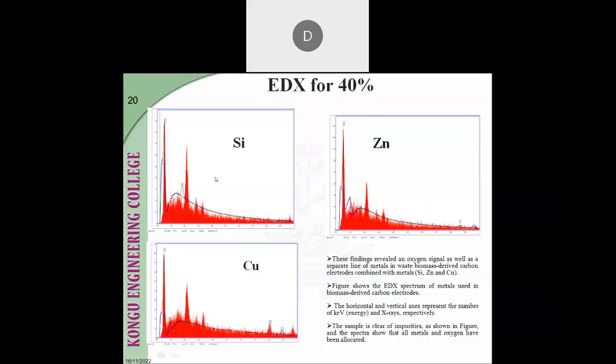here. This shows the waste biomass derived carbon electrodes combined with metals. And of course, as usual, the horizontal and vertical axes represent the X-ray counts and the energy. Another important thing is the samples are very clear, and the spectra show that all metals and oxygen have been identified. So this is about the EDX.